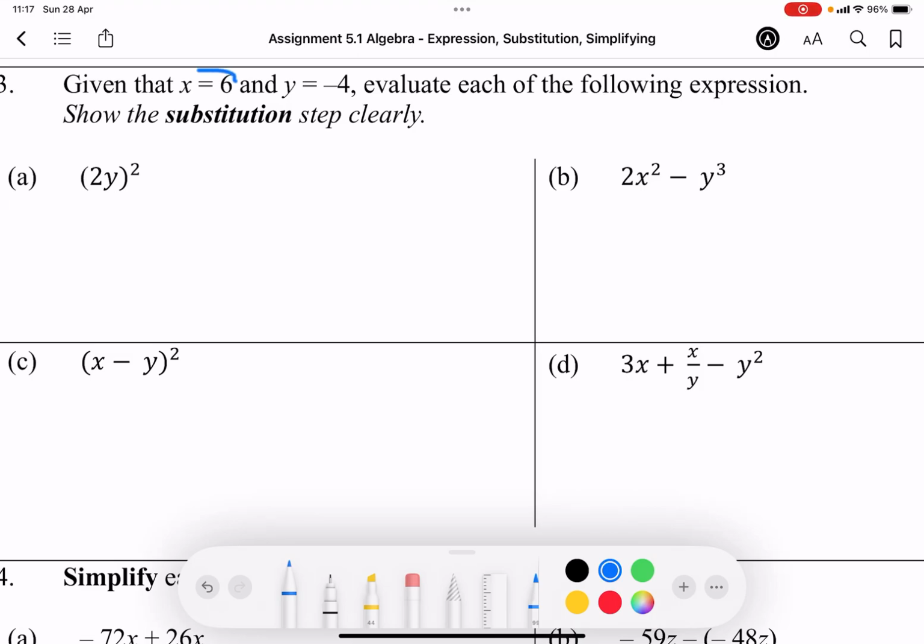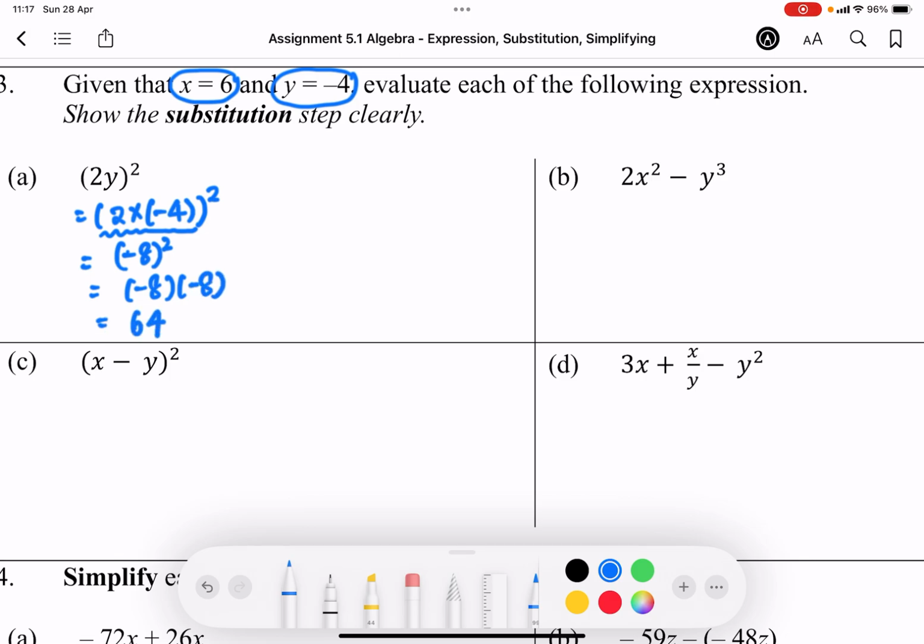Given that x is equal to 6 and y equal to negative 4, we are going to substitute these values into the expressions. First one, we have (2y) squared, which means that y is multiplied by 2. And the whole arithmetic expression here is squared. So we are supposed to simplify or evaluate what is within the bracket, which we get this. And now it is actually negative 8 times negative 8, giving us 64.